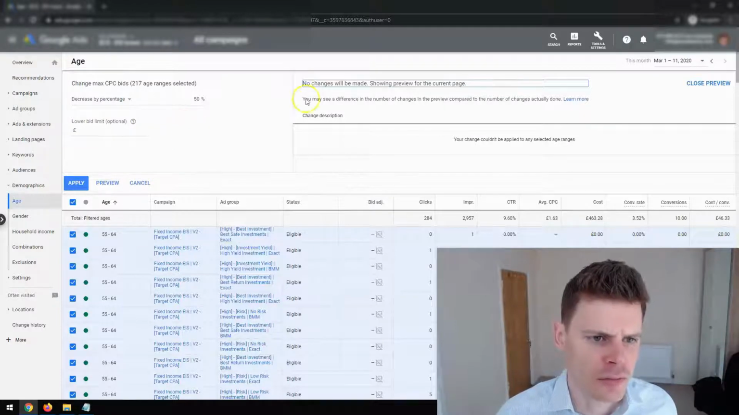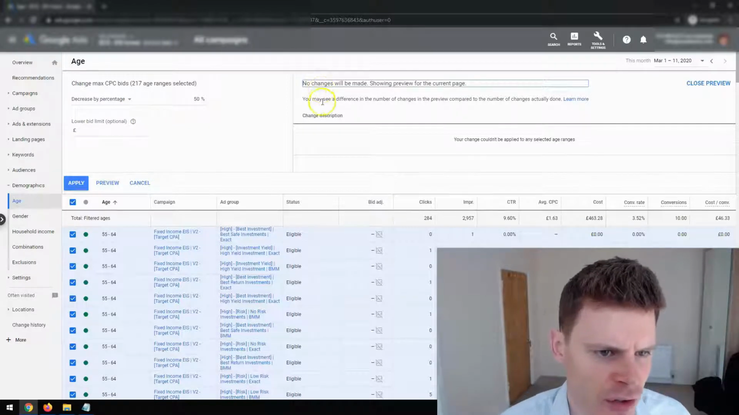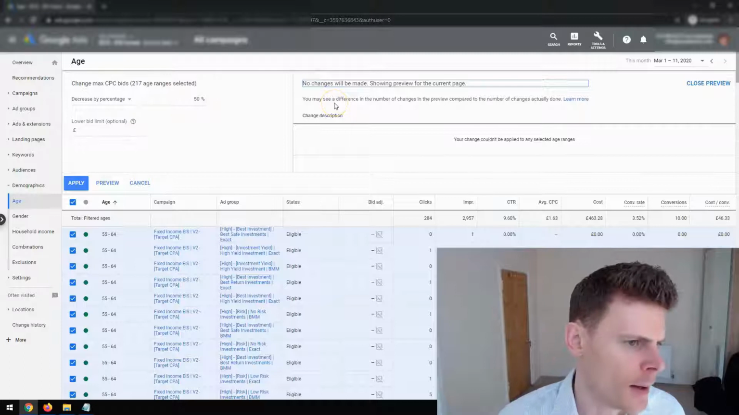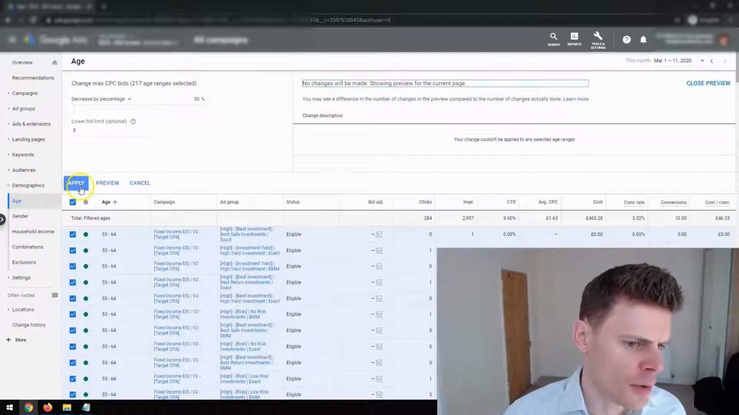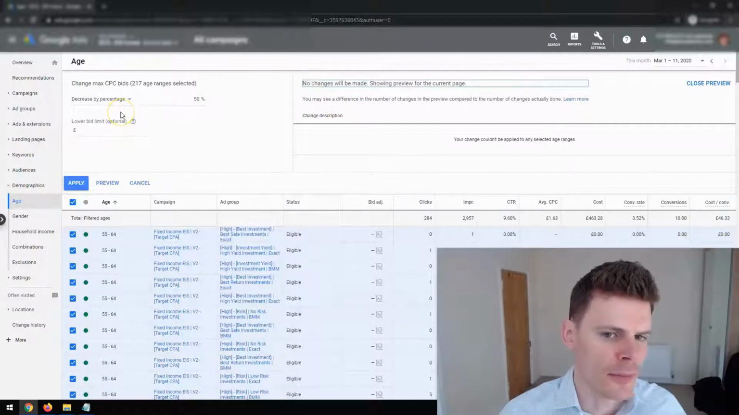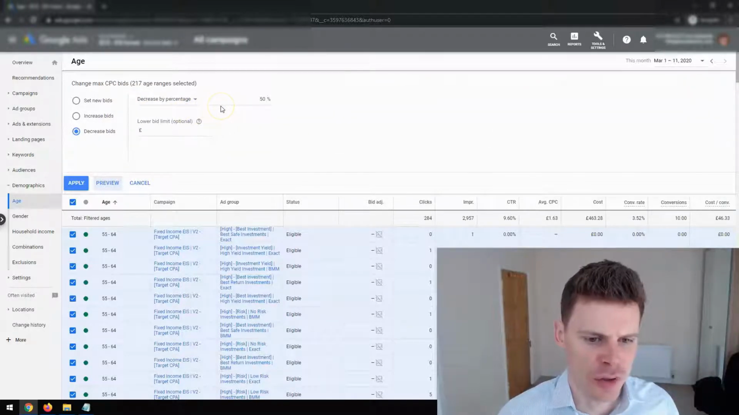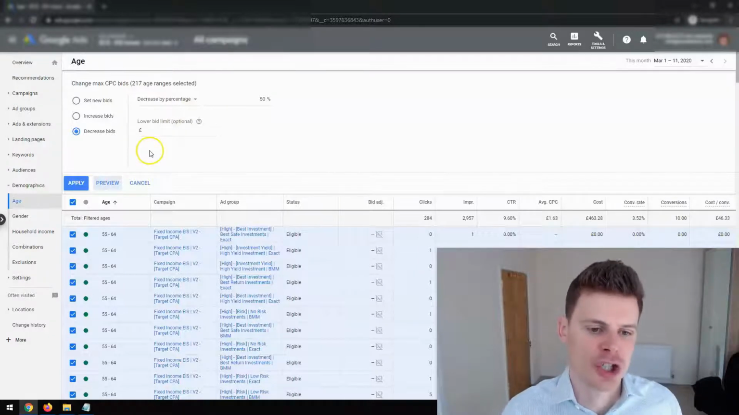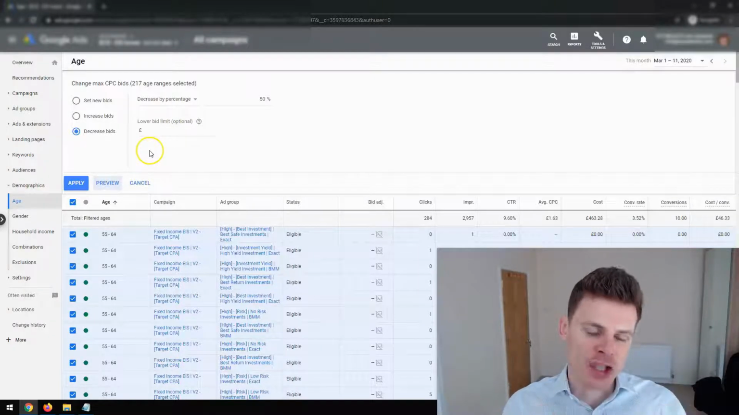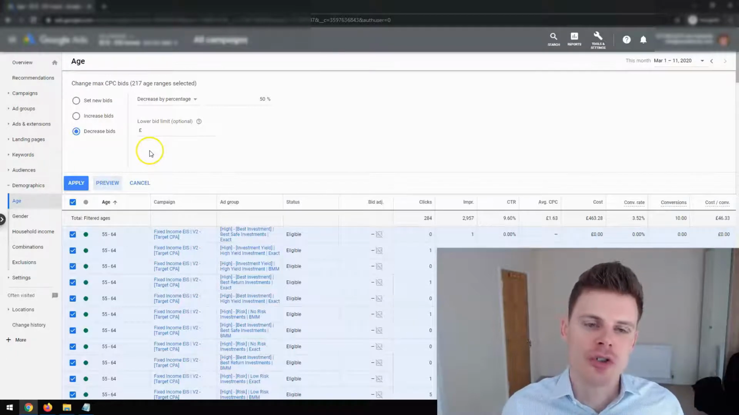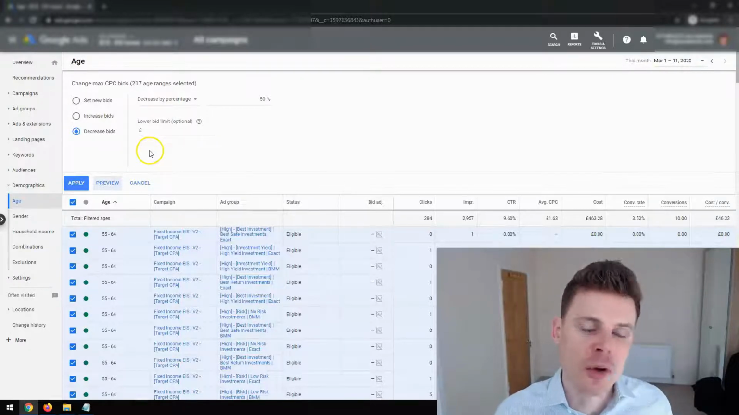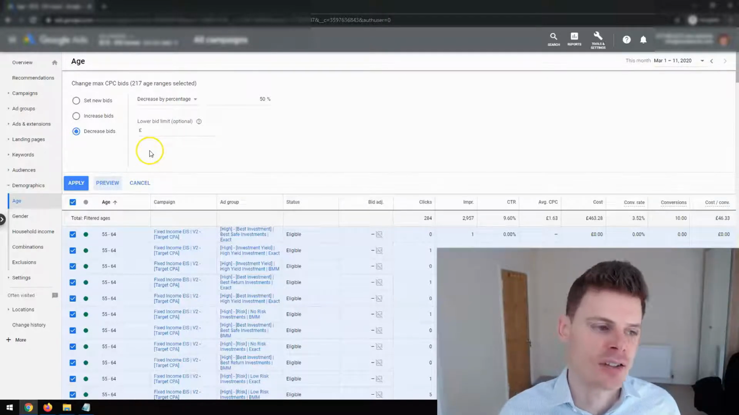So in this current preview, no changes. You may see a different number. Well, I think if we did click apply here, it would go ahead and add that bid reduction of 50%. So if you click apply, it's going to add that bid reduction, and then that should help to reduce your CPA for that group. And this is one way you can make optimizations after looking at the demographics data.